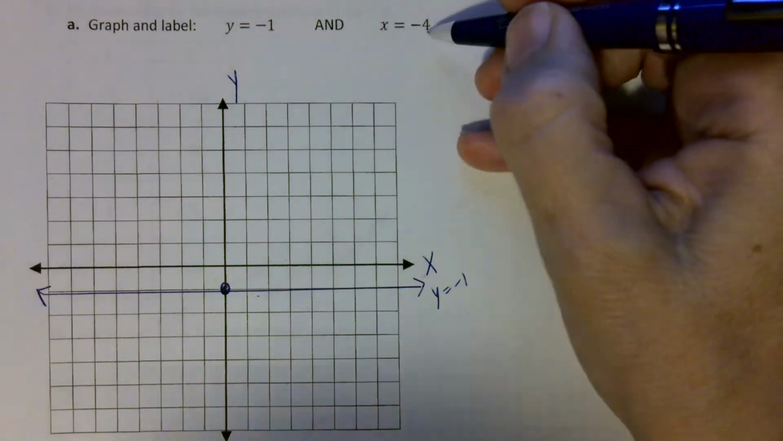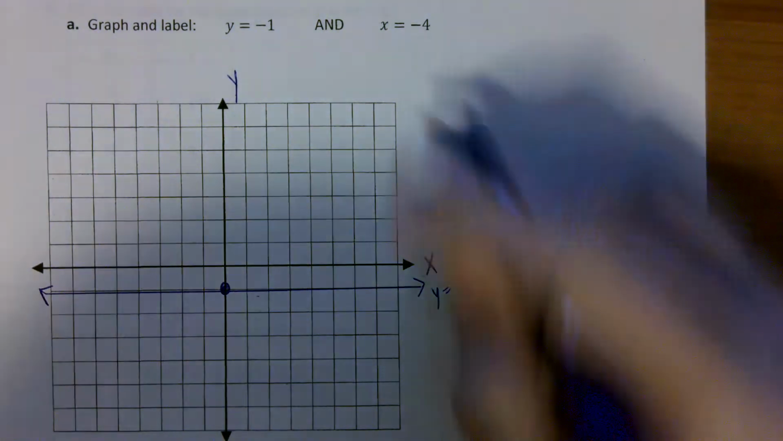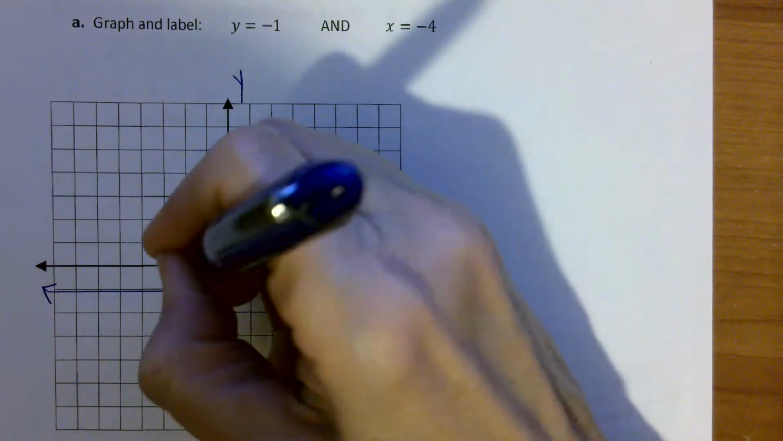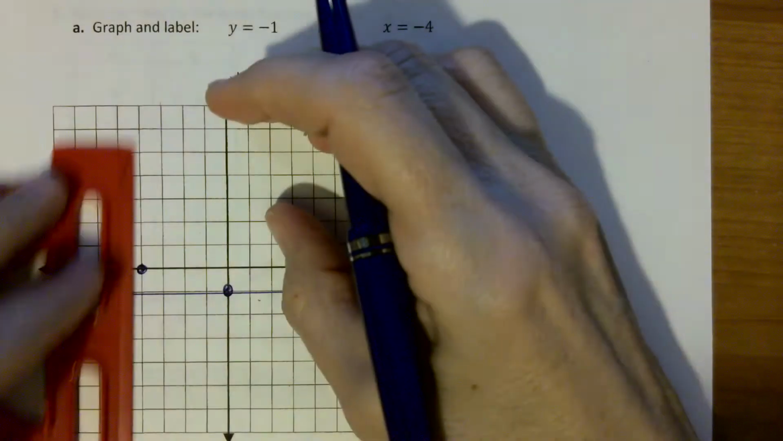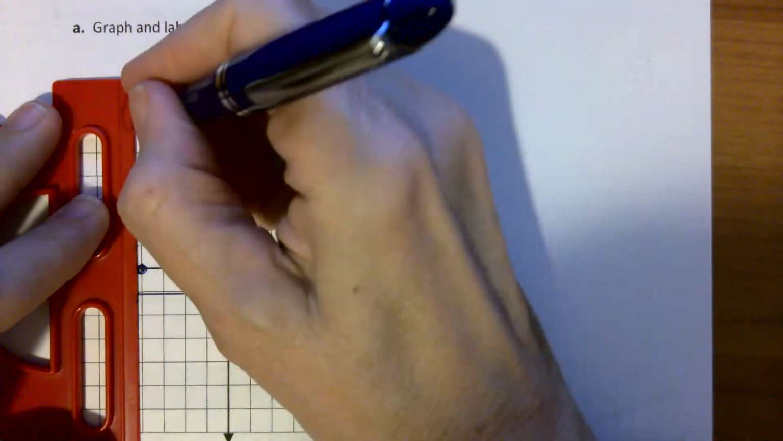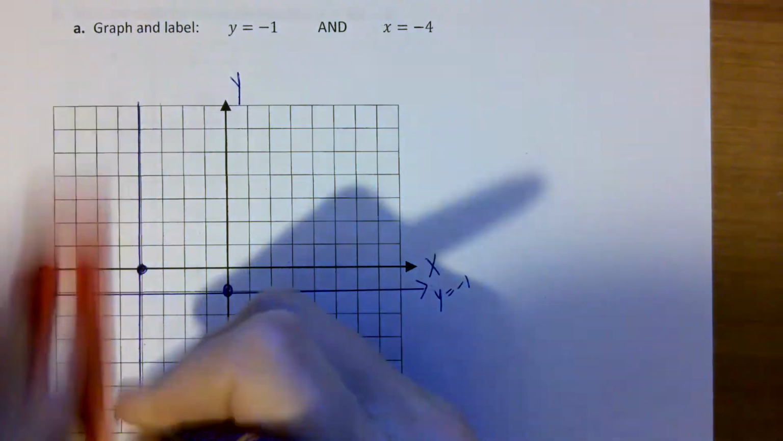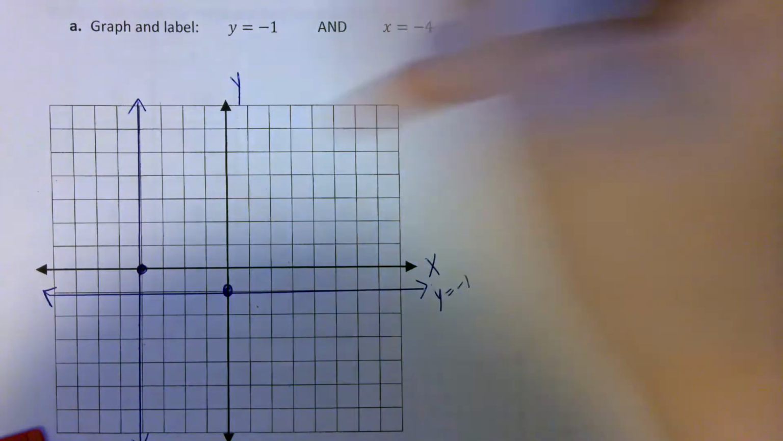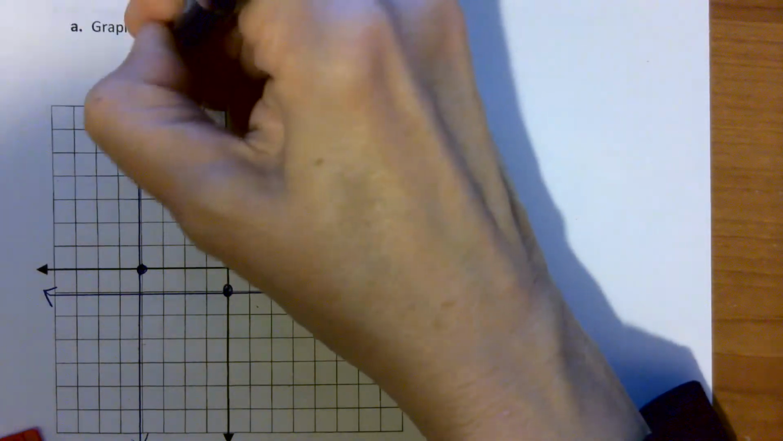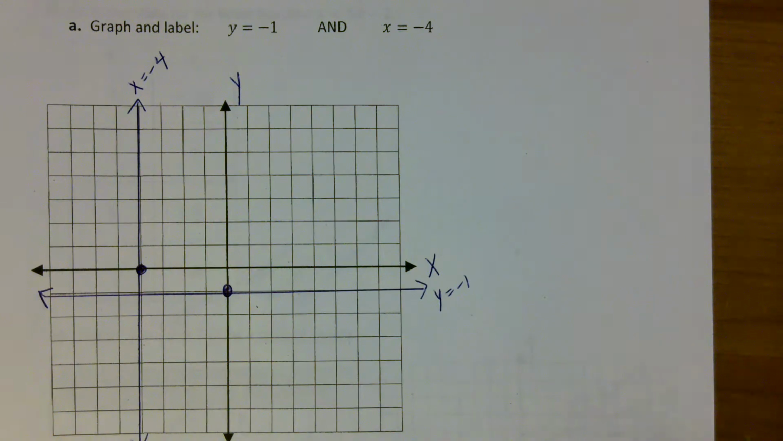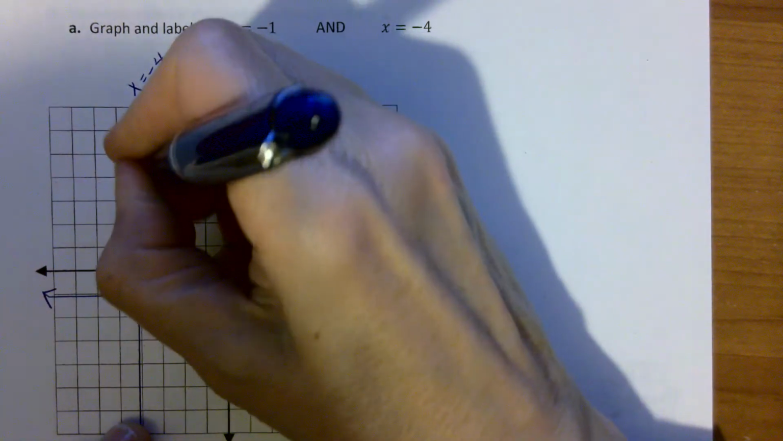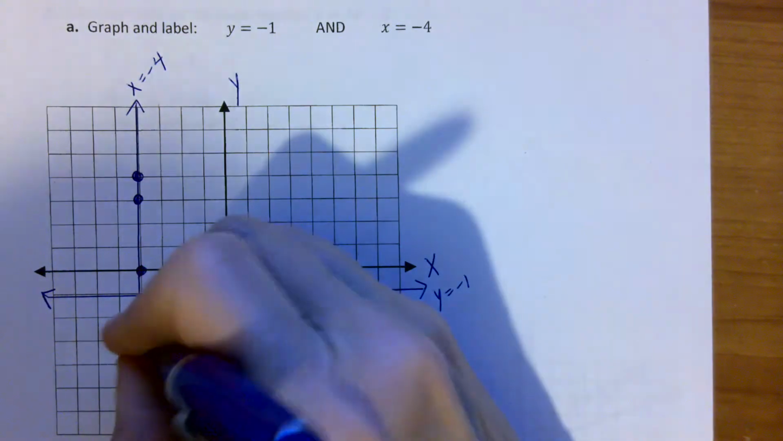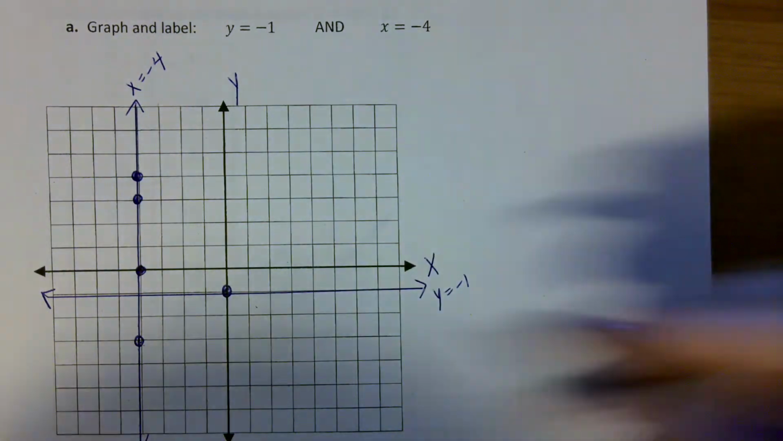Well, x equals negative 4. I go to my x-axis at negative 4, put a dot, and I'm going to draw a vertical line through it. And I write the equation. This one is trickier because we can't check it with the calculator. What we can do is take some points on here and write the coordinates.